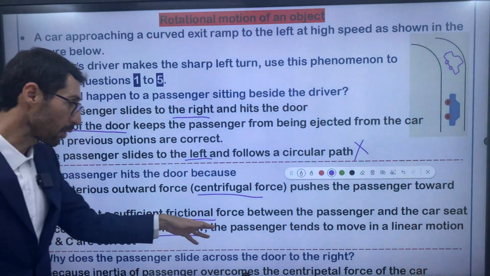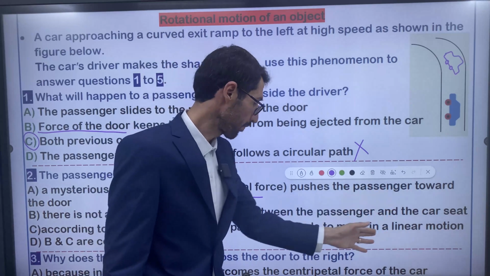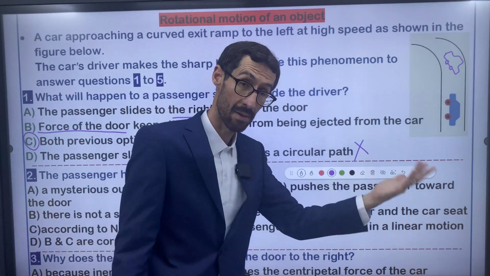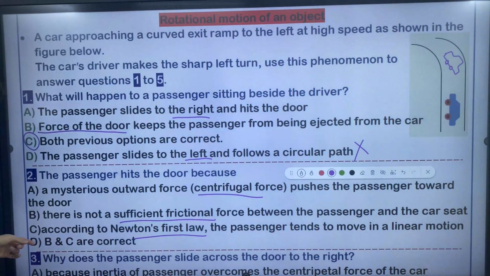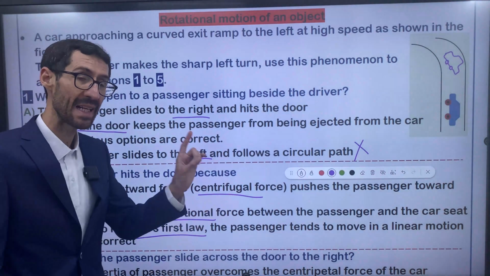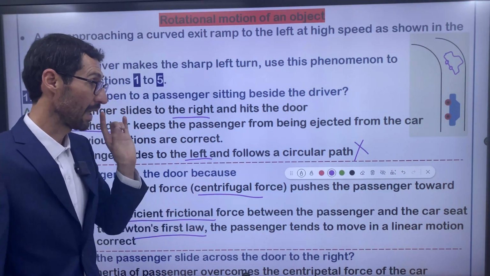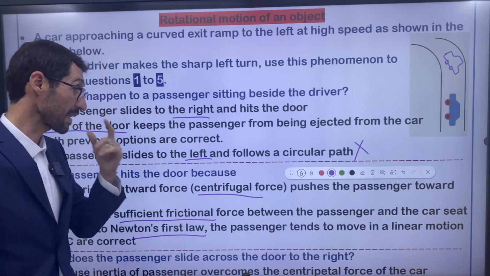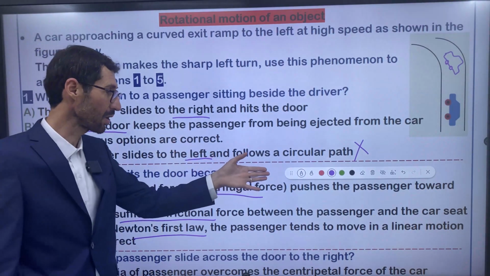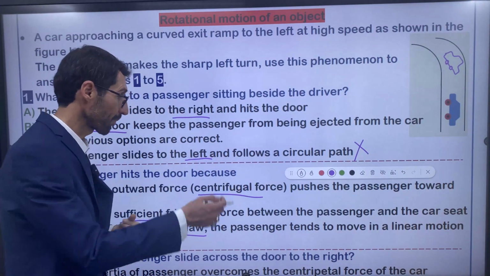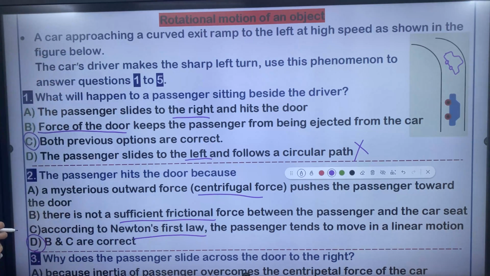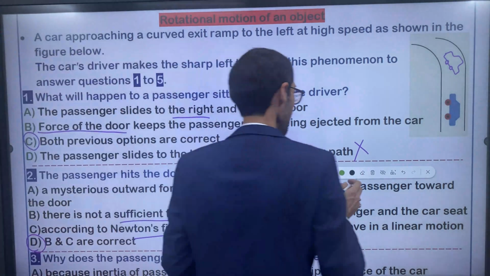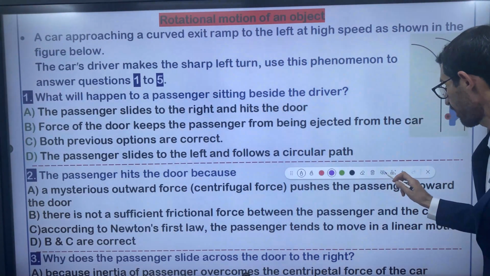According to Newton's first law, I told you, of course, it's true. The passenger tends to move in a linear motion. B and C are correct. Only centrifugal force is not correct. Don't believe it, don't use it, and don't circle it. Question number 3. Let me read the other question for you.